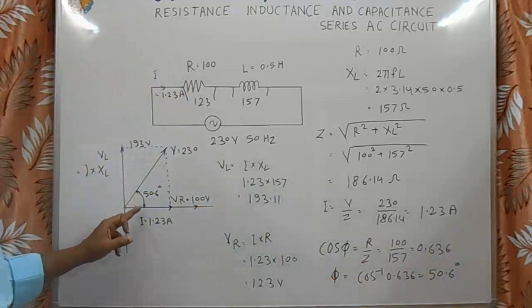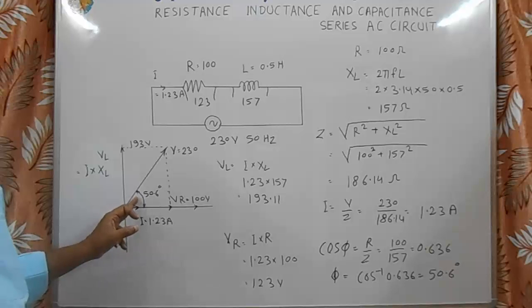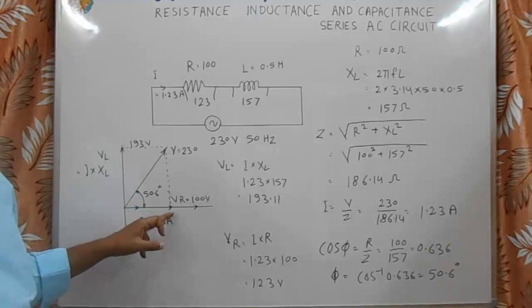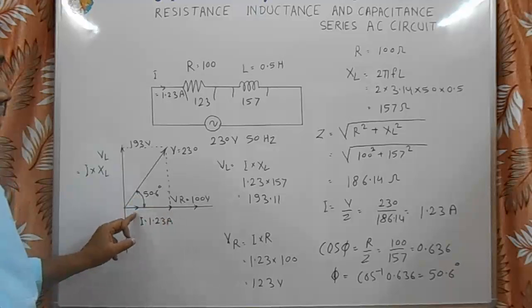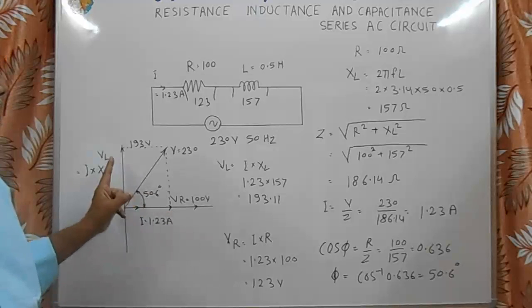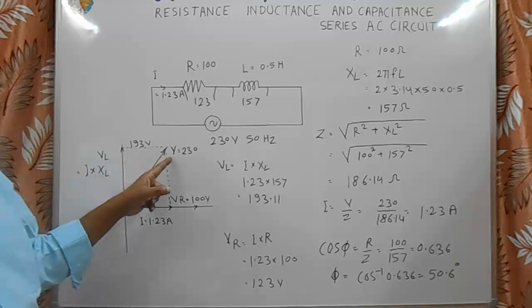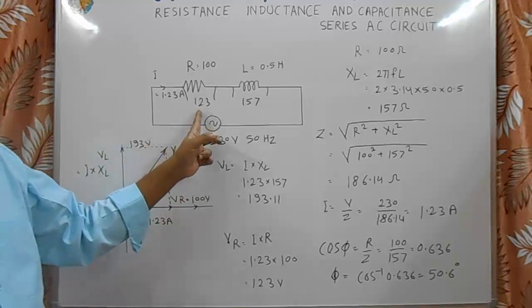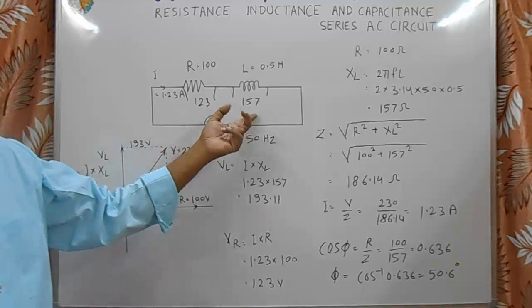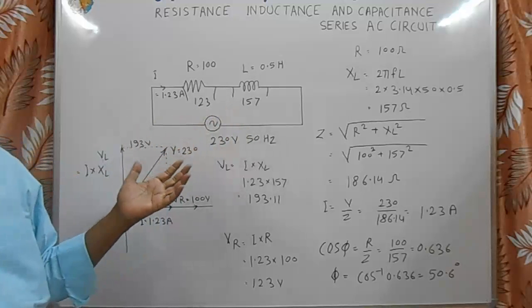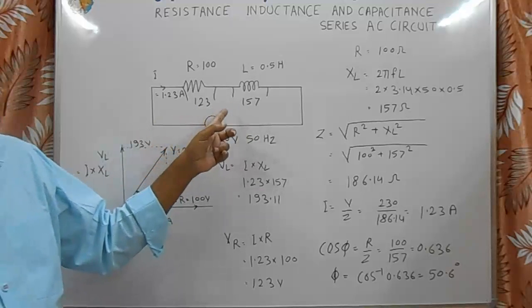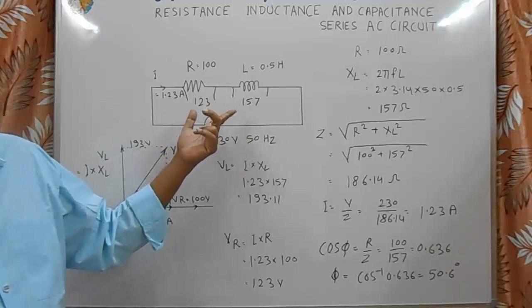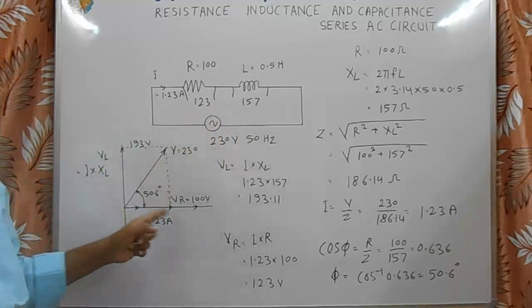So this is the actual angle. This angle gives the power factor value. Power factor is the cos phi of this angle. This is the actual current I, this is voltage VR, VL, and it is the resultant voltage, means applied voltage 230 volts. So if you see, this is 123, it is 157. If you sum directly, then it is more than 230 volt. So it is not a direct sum, it is the vector sum of these two voltages.